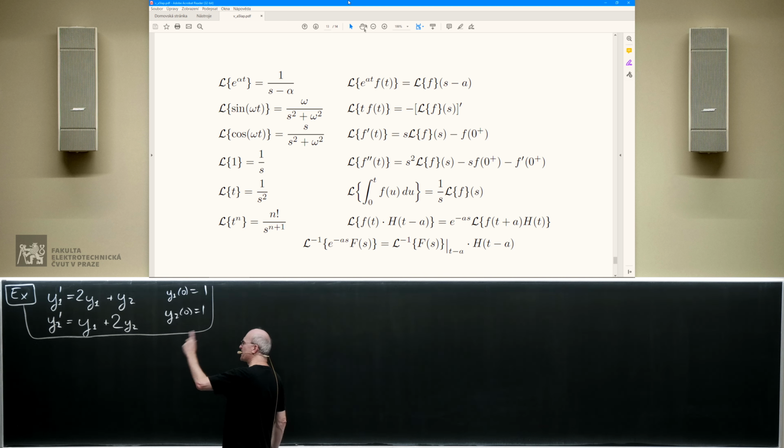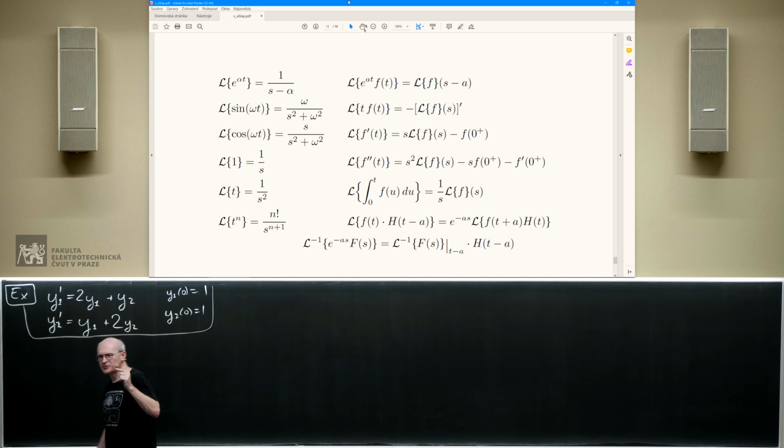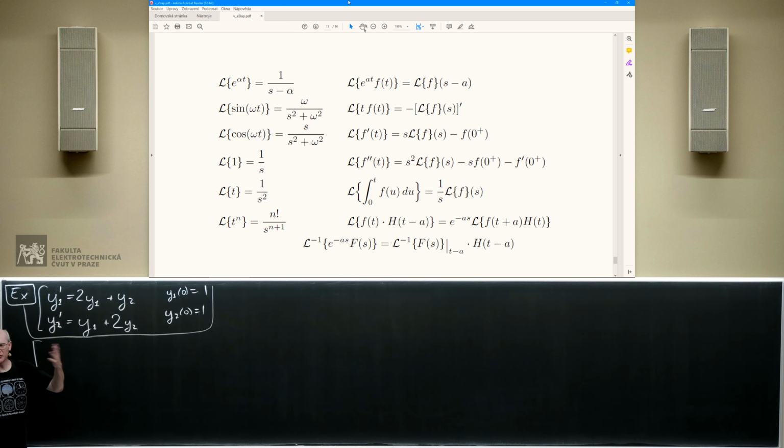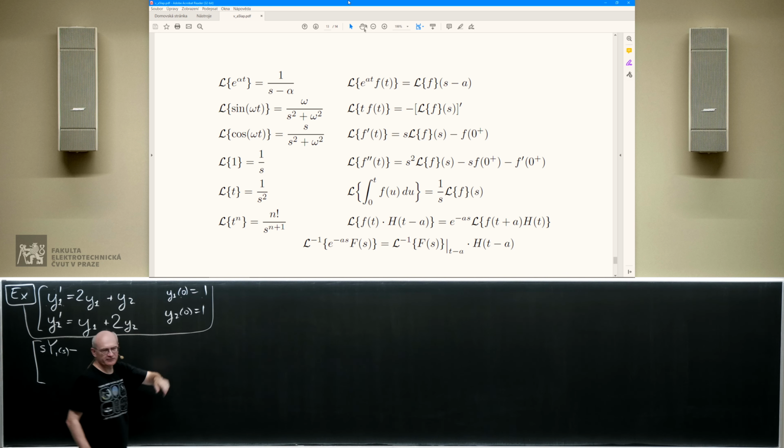So let's apply Laplace transform to both equations. That's the whole point. So what will be the outcome? Well, on the left, we are applying Laplace transform to the derivative of a function. There is a rule for that. We have to write s, and then we apply Laplace transform to y1 itself, and the outcome will be capital Y1(s). No problem there. And there is a tail. I have to subtract y1 at the origin, which happens to be 1. Why not?